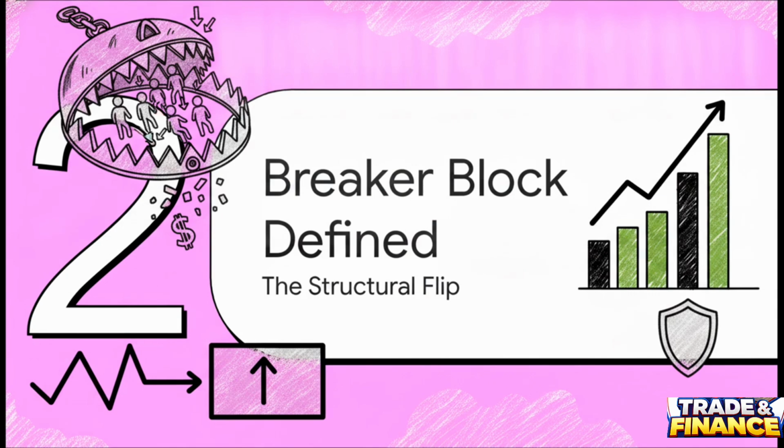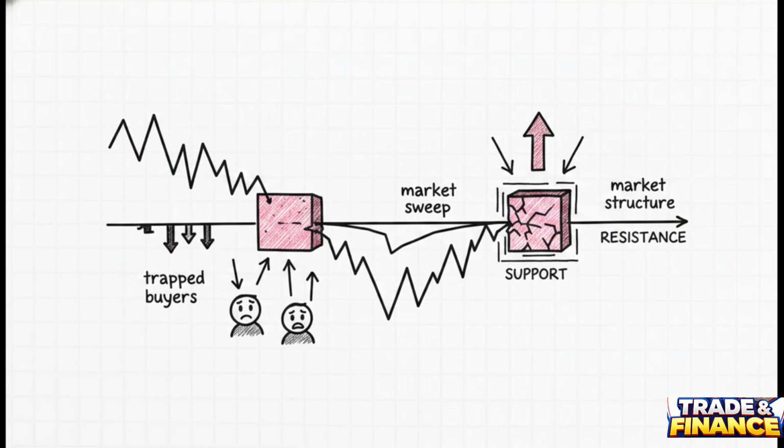Moving right along to Section 2, the breaker block defined, or as I like to call it, the structural flip. So a breaker block is fundamentally a failed order block, but it only becomes a valid breaker when it flips its structural role after two very key events, a liquidity sweep and a market structure shift.